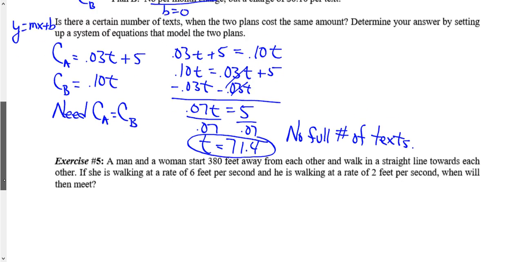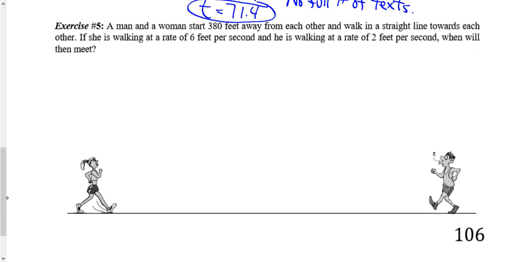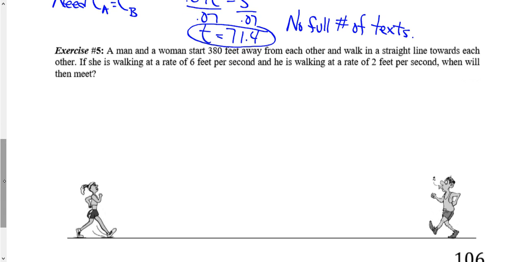Okay. We got one more here. We got a man and a woman. Well, they got a picture. Yeah. They're walking towards each other. They must be in love, right? Towards love. Yes. People walking. Man and woman start. True love. Yeah. I mean, in reality, she'd probably be running the other way, but you know what I mean.